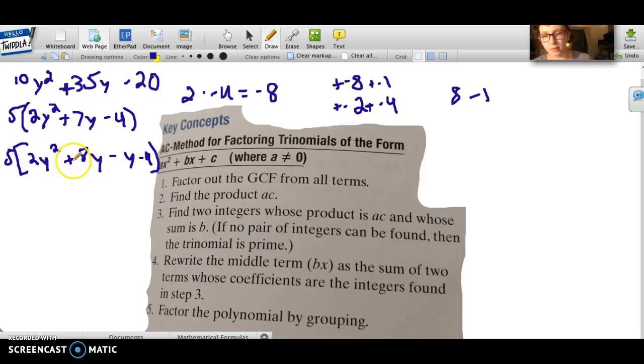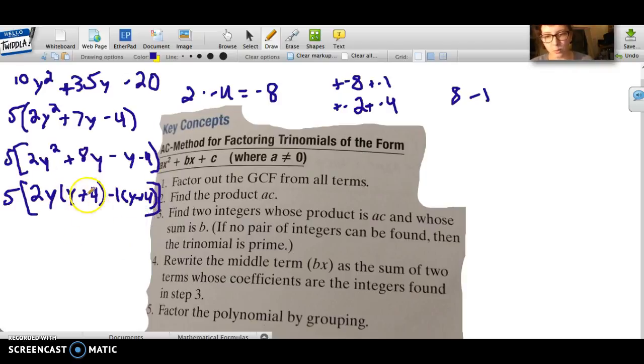So 2y squared plus 8y, let's just group these two together. What we can take out is a 2y from both of these terms. So 2y squared divided by 2y is y, and 8y divided by 2y is 4. Now let's go on to the second group. All we can take out of this is a negative 1. So take a negative 1 out, and negative y divided by negative 1 is y, and negative 4 divided by negative 1 is 4. And we still have a 5 on the outside being multiplied by all of this.